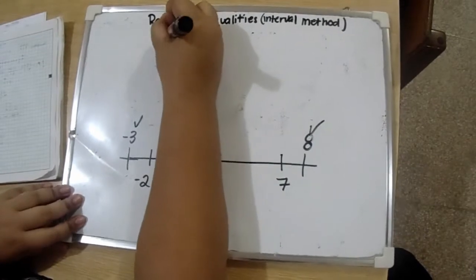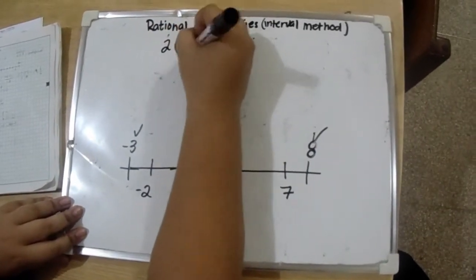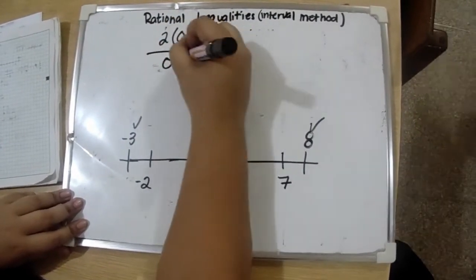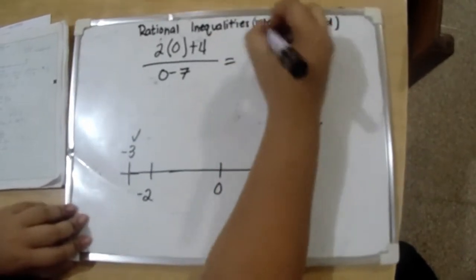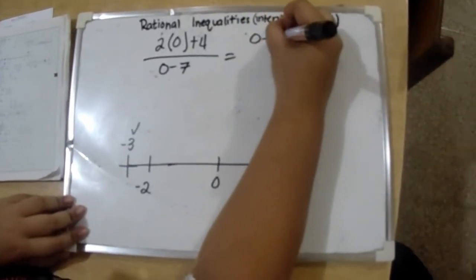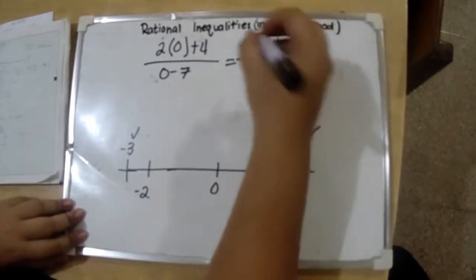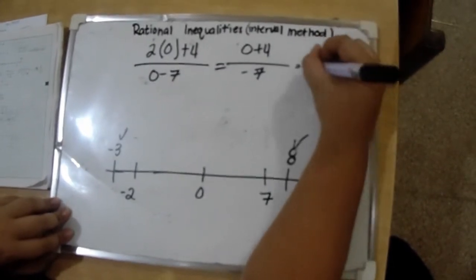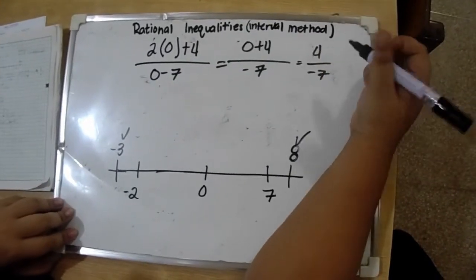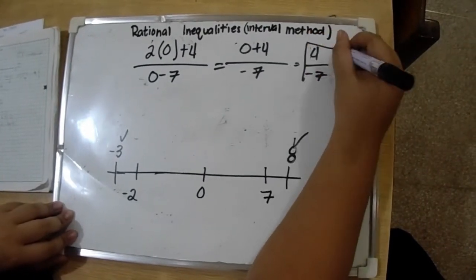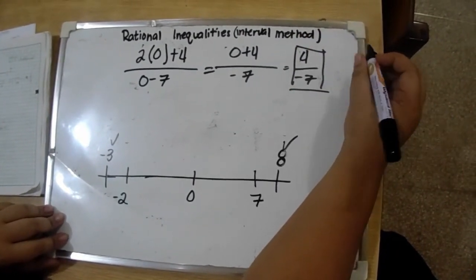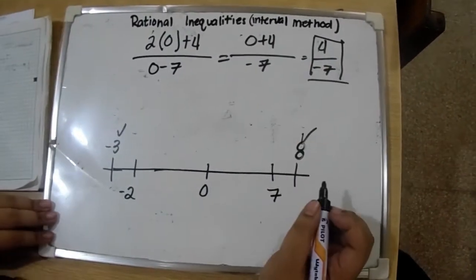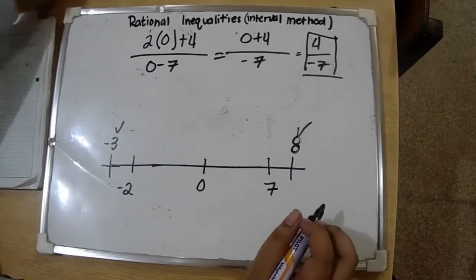So 2 times 0 plus 4 over 0 minus 7. So 0 plus 4 over negative 7. So that would be 4 over negative 7. In this case, we cannot define this as greater than 0 because the denominator is less than 0.